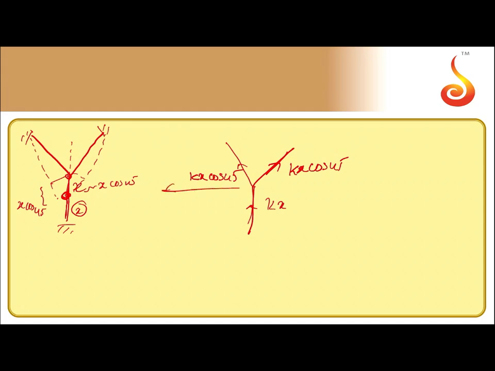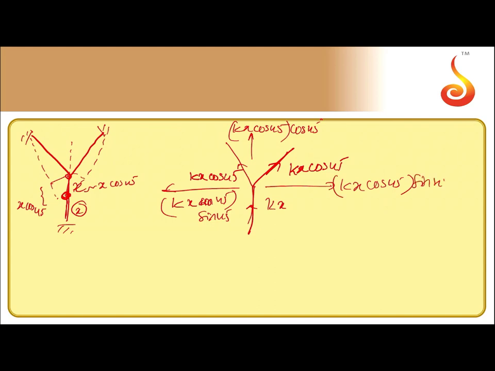Now if I resolve this into components, I get this as kx. So this is going to be kx sin 45 and this is kx cos 45 into cos 45, because I am taking the component of kx cos 45 itself. So this becomes kx cos 45 sin 45. Remember, I am taking the component of this force. So in all I have 2 kx cos 45 cos 45 and kx. In the vertical direction the total force is 2 kx cos 45 into cos 45 plus kx.